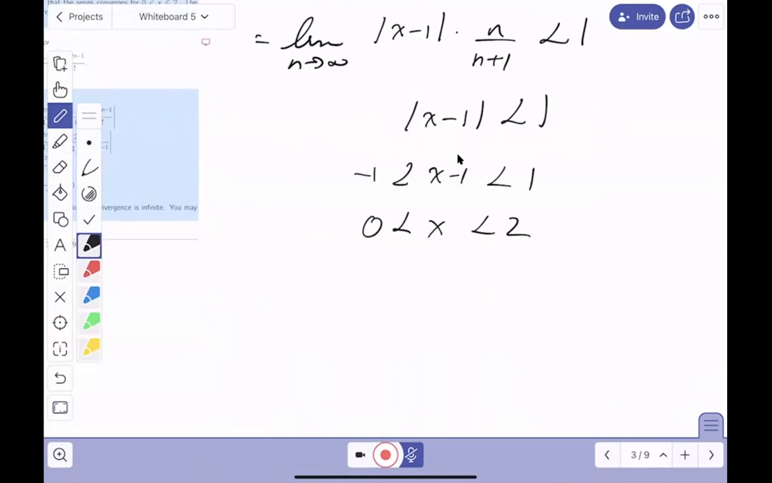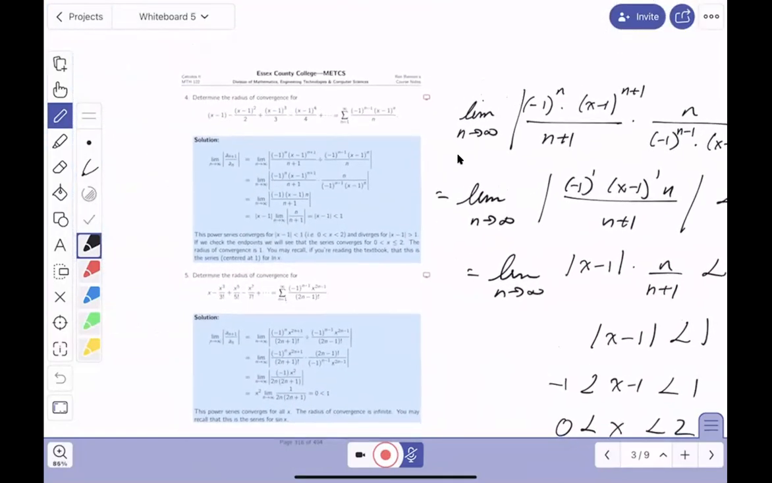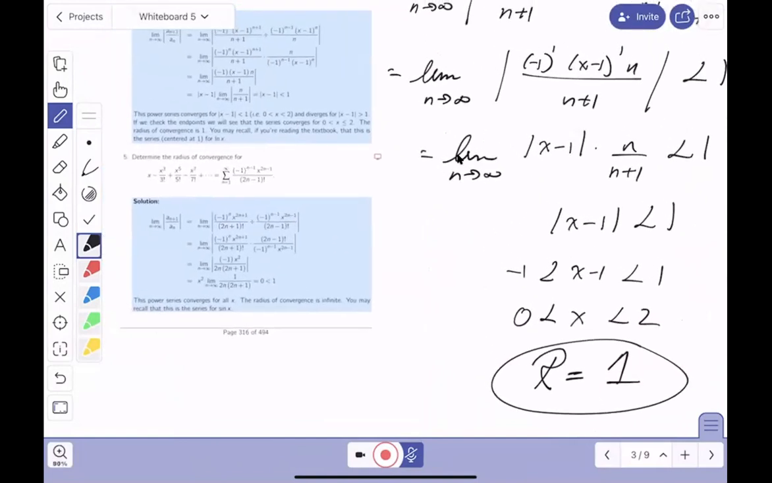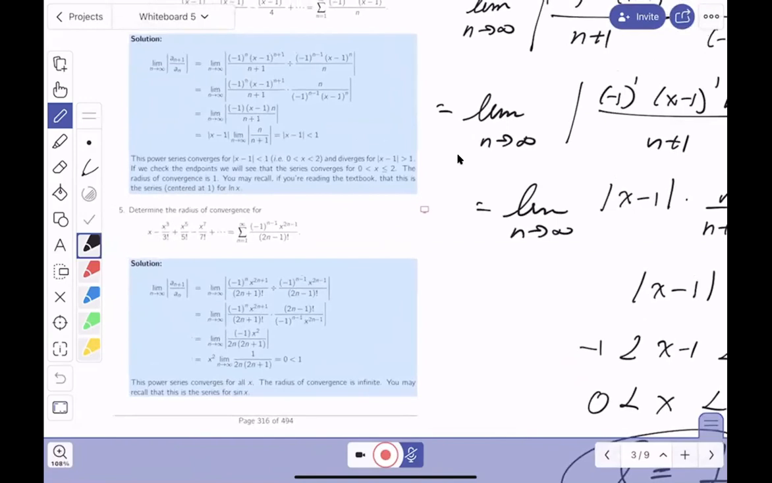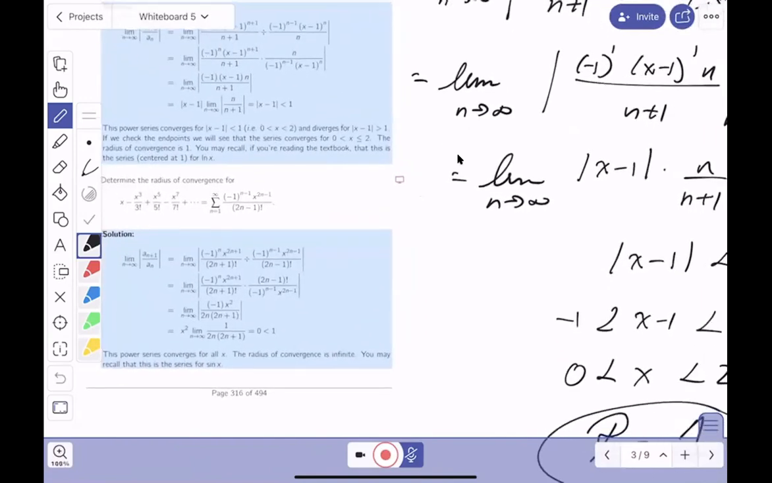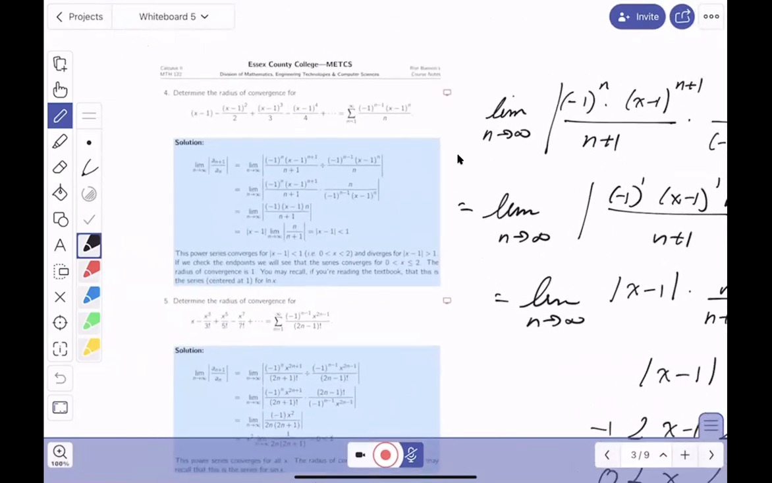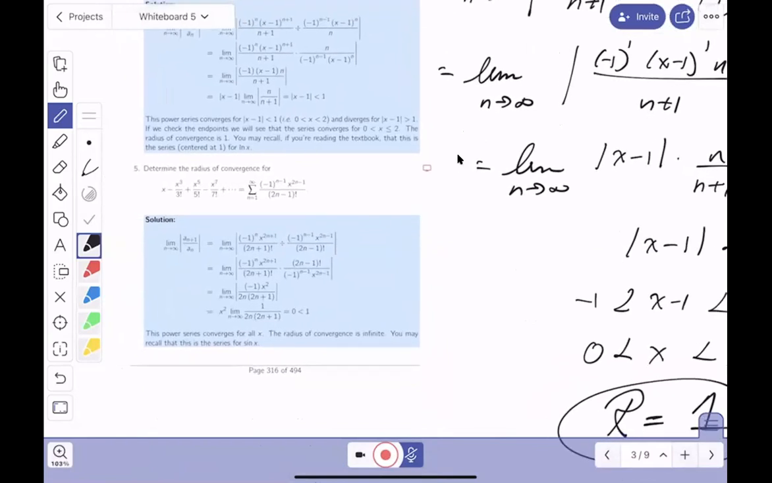So the radius, I think they asked for that. Let me just make sure the question they asked for. They said determine the radius. The length of that interval is 2, so the radius will be 1. Let's take a look at this. We do recommend you read this, by the way. I'm not going to check the endpoints, but it looks like they did in the notes over here, but the radius is equal to 1. I don't think they asked for the interval, just determine the radius. So the interval can be done. I just didn't do it because they didn't ask for it, but it is done in the work over here.